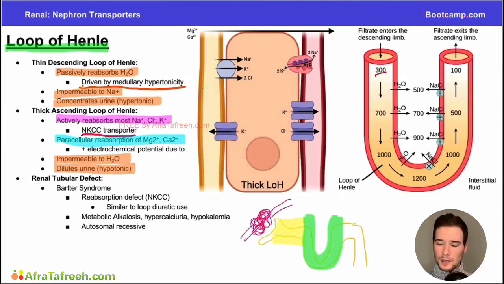So as you can see, if we look at our magnesium and calcium molecules, they are actually going between the cells in this concept of paracellular transport. So the question is, how or why does this work? And the answer lies within taking advantage of electrochemical gradients.